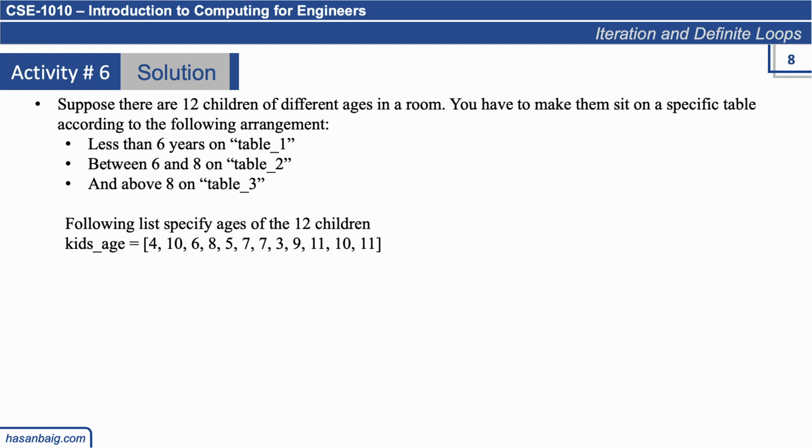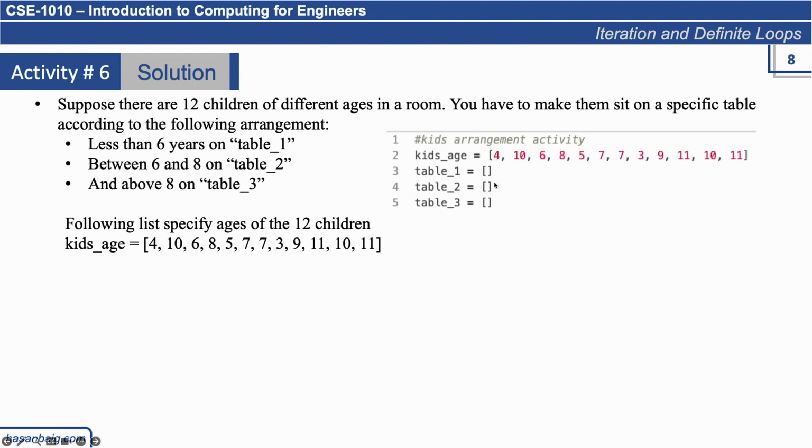Alright, so because we are running out of time, we can discuss the solution. First of all, when you develop a code, no matter what, on paper or something, you should have the data available to you. So the kids_age is given already. If you're running this program on a computer, you must have it defined first. And then we should have table_1, table_2, table_3 as separate lists, because what we need to do here is we need to first identify.